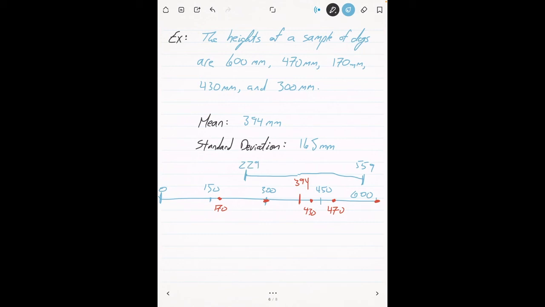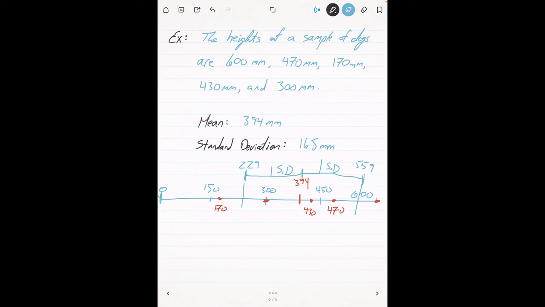229. So everything in this range, this is where we're going to say a majority of our data lives, okay? Over 50% of our data is within the range of 229 to 559, okay? This is one standard deviation above and one standard deviation below the mean, okay? We're saying in this range, above and below the mean, this is where most of our data will live, okay?